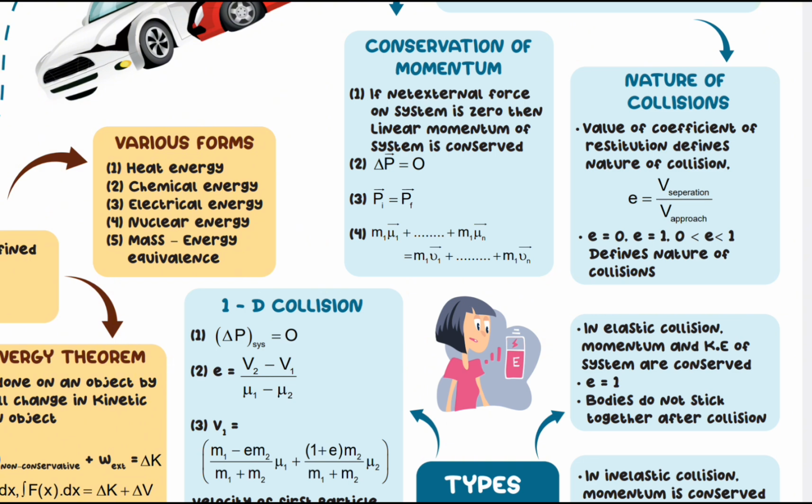Nature of collisions. The value of coefficient of restitution defines the nature of collisions. It is equal to velocity of separation divided by velocity of approach. Equal to 0, equal to 1, or between 0 and 1 defines the nature of the collisions.